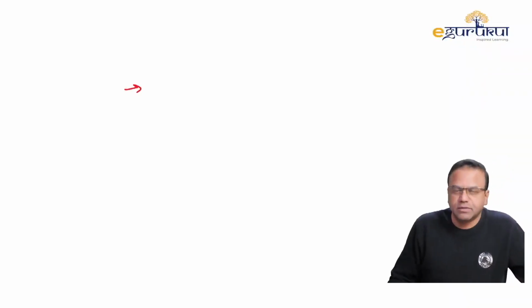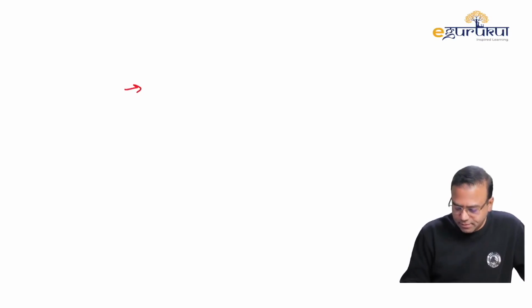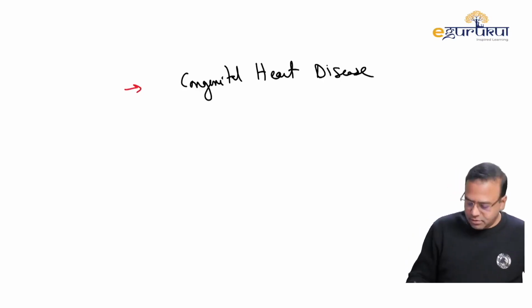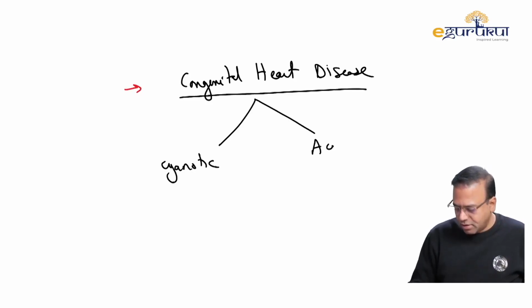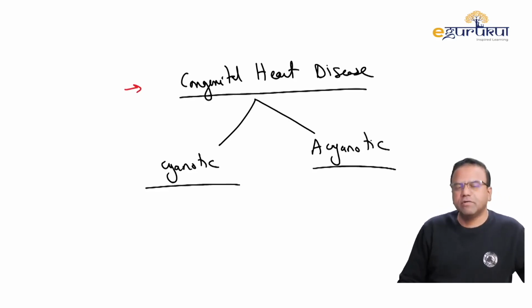Friends, the topic I'll be discussing now is congenital heart disease. Congenital heart disease can be classified broadly into two. It's either cyanotic congenital heart disease or acyanotic congenital heart disease. Obviously, the major differentiating feature is whether there's a right-left shunt or not.